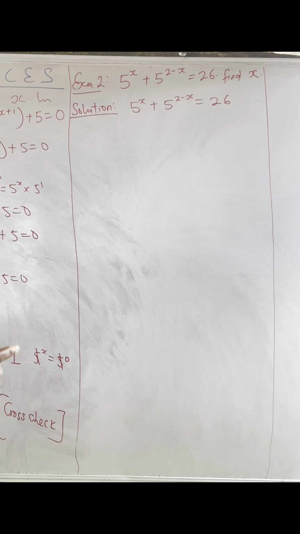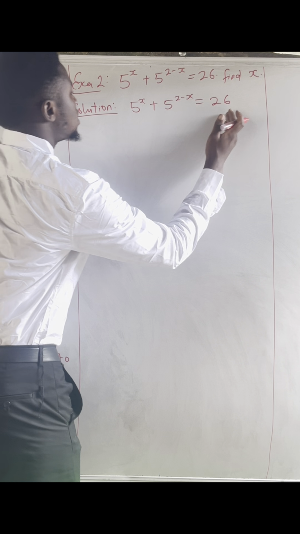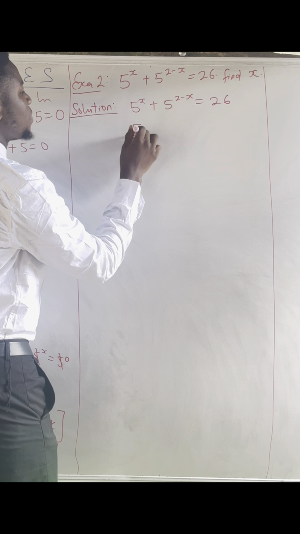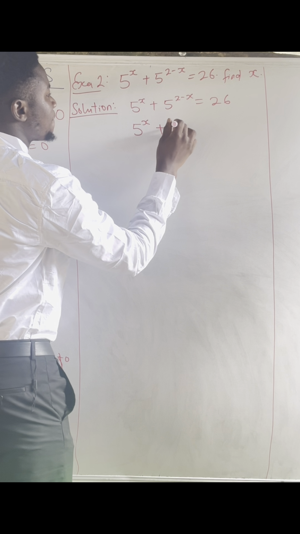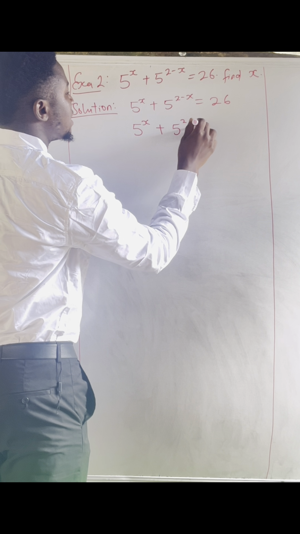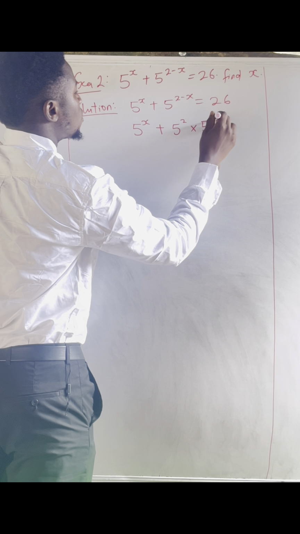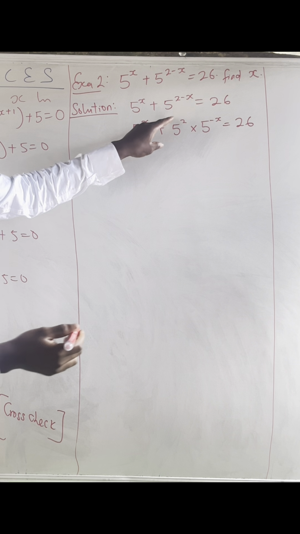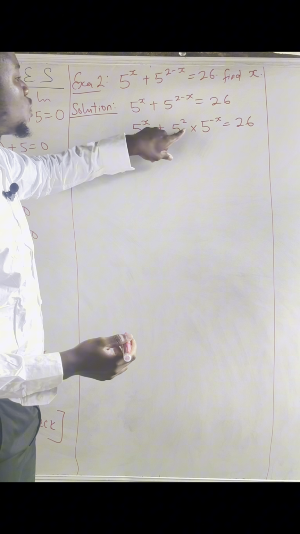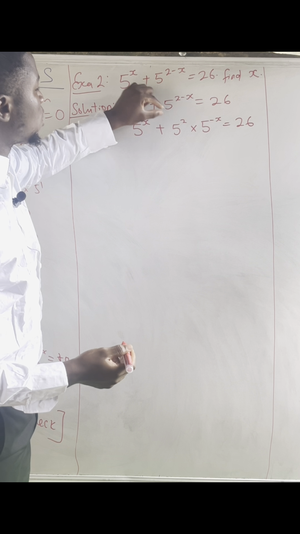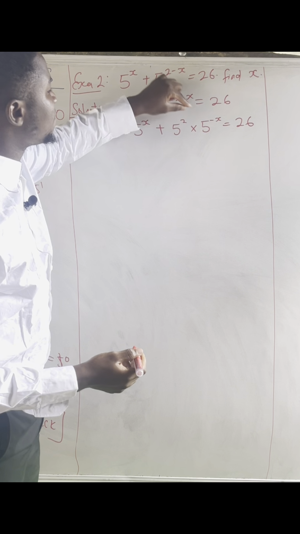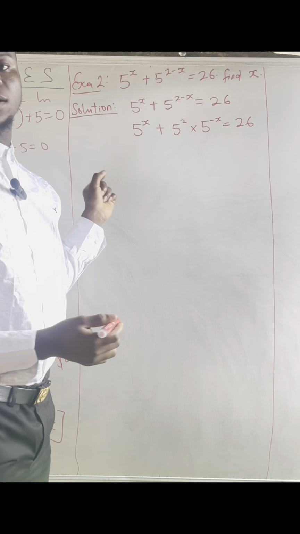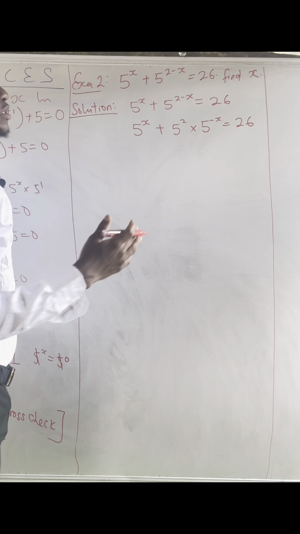What I'm going to do now is apply the multiplication law. Then this expression is going to be rewritten as 5 raised to power x plus 5 raised to power 2 times 5 raised to power minus x is equals to 26. I will just split this expression as this. So once I split it, it returns to 5 raised to power 2 times 5 raised to power minus x. Do you get that?